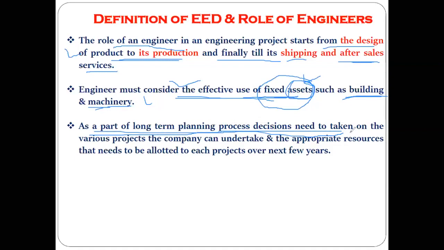So when doing the long term planning, they also need to take decisions on the various projects of the company. When taking decisions related to long term planning, they also have to think about what kind of different resources they will require, and accordingly allocate these resources to their different projects. If some project is going to require 2 or 3 years, then for such a project long term planning needs to be done, and in this the engineer also needs to play their role.